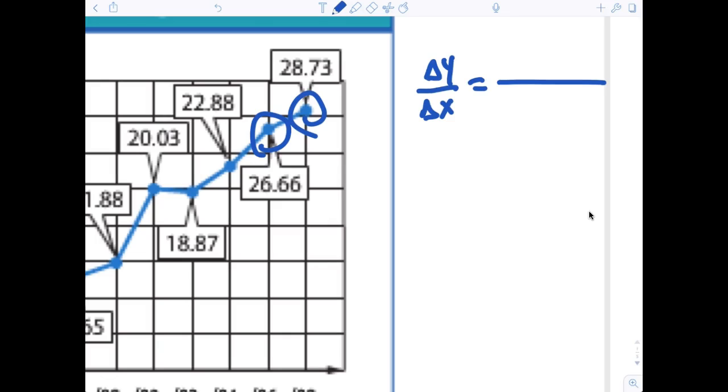Jack, you got it? Tell me what you got. Is it 22? No. Change in y. So listen, I'm highlighting y. Do you agree that's a y value? And this is a y value.